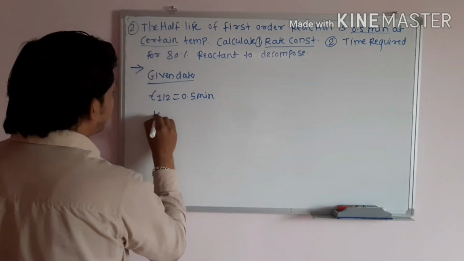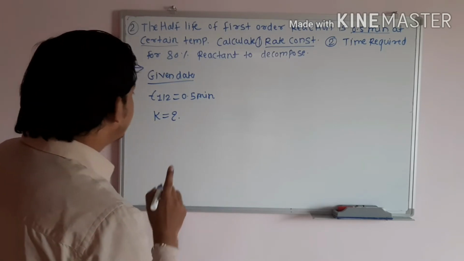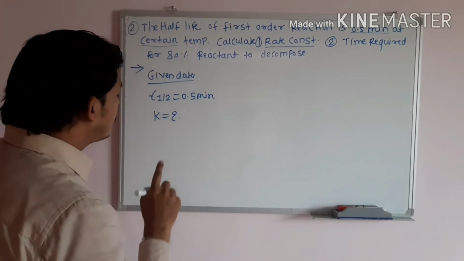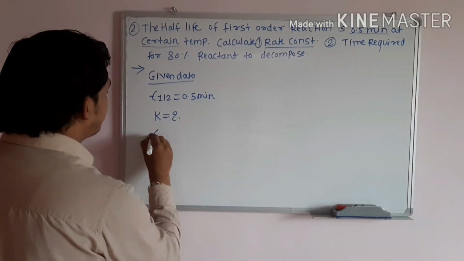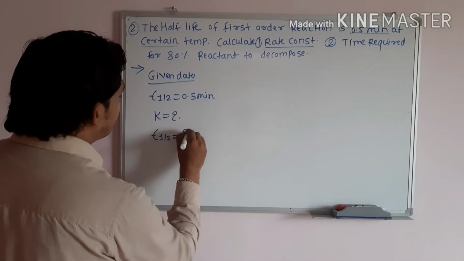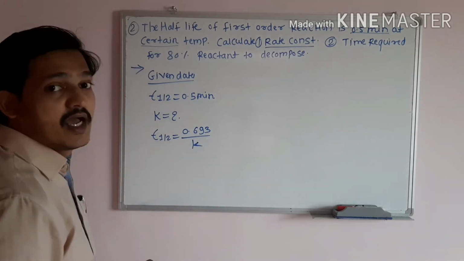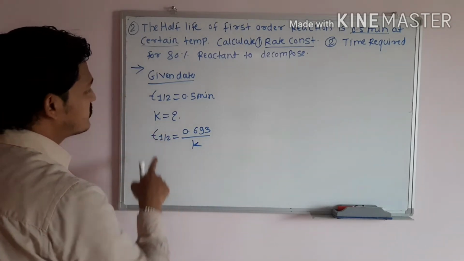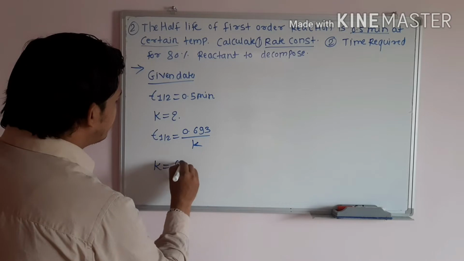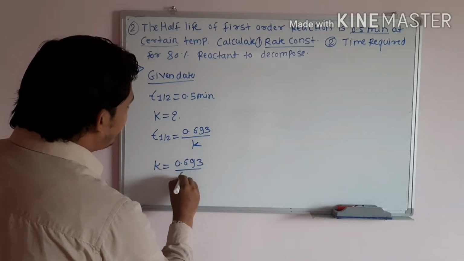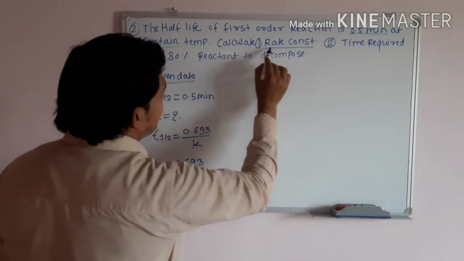So we have to calculate the rate constant. What is the symbol of the rate constant? K is equal to question mark. Okay. Now what is the formula? You already know the formula for the half life of a chemical reaction. That is T1/2 is equal to 0.693 upon K. This is the formula for half life. Now we have to calculate K. So the formula should be exchanged. So K is equal to 0.693 divided by T1/2. So it directly gives the value of K, that is the number first, rate constant.